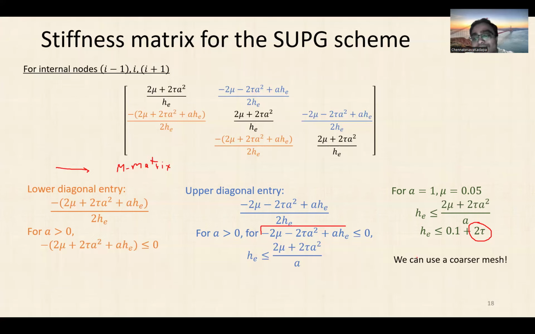So that means we can use a coarser mesh when compared with the naive formulation, that is, without stabilization. Okay, so by adding the stabilization, we are lowering the requirements on mesh size, the element size. That is, we can use a coarser mesh to get smooth solutions by getting rid of spurious oscillations. Okay, so this is the advantage of adding stabilization.